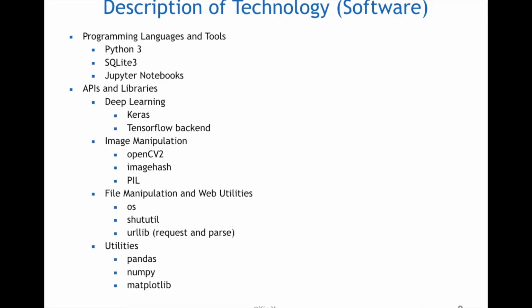In terms of software, I used mainly Python 3 and Jupyter Notebooks. I did have to use a SQLite 3 library for Python because the dataset came in a SQLite 3 database. For APIs, I used Keras and TensorFlow for the deep learning parts, and for image manipulation, I used OpenCV2, Image Hash, and Pillow. For file manipulation and other web utilities, I used OS, shutil, and urllib. Other data utilities include pandas, numpy, and matplotlib.